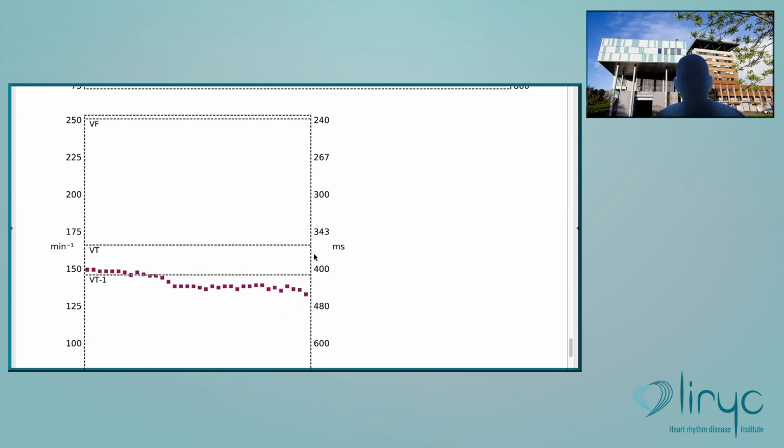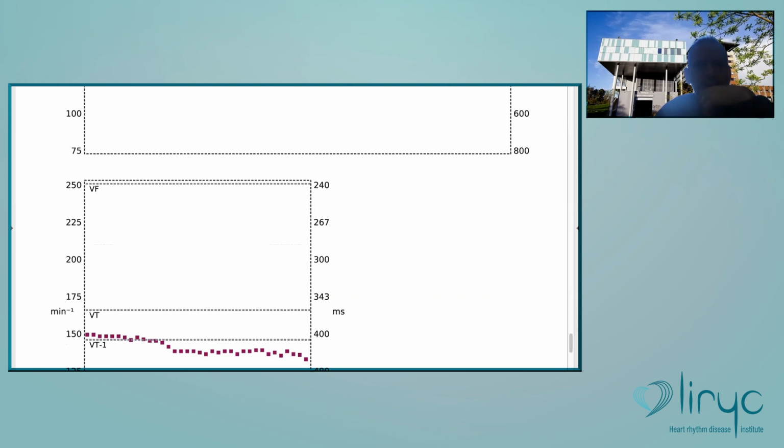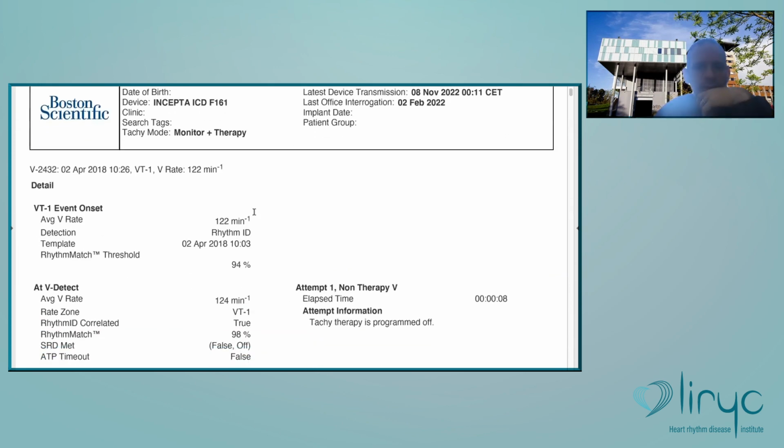You see that the rate here is 150 beats per minute. So it's quite low. The more you program low zones of arrhythmia, the more you will have inappropriate therapy. But in this case, discrimination works pretty well. So now, what do you think about this one?